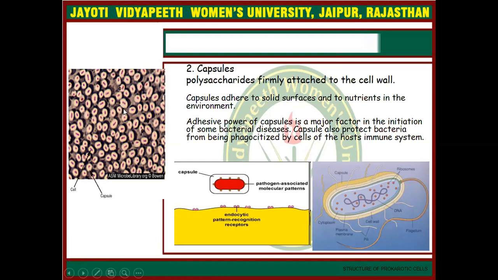This is the capsule here. We can identify this outermost layer, that is the capsule. When the capsule is present, the bacteria is known as smooth. When the capsule is not present, the bacteria is known as rough. Various experiments have been made on the capsule.